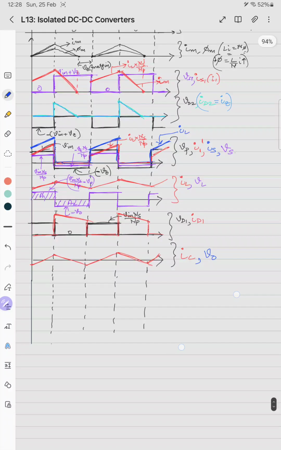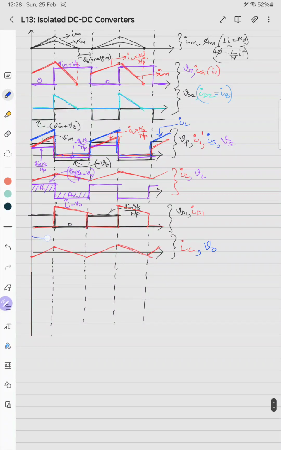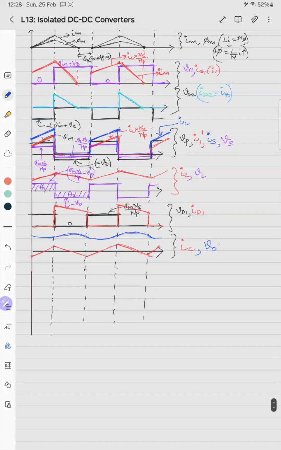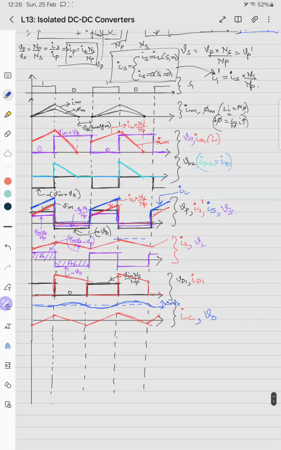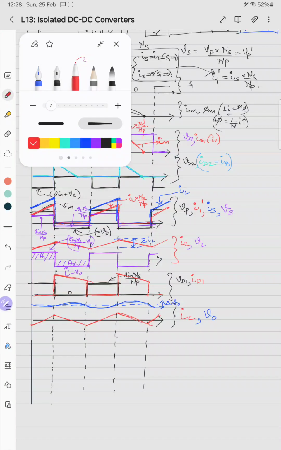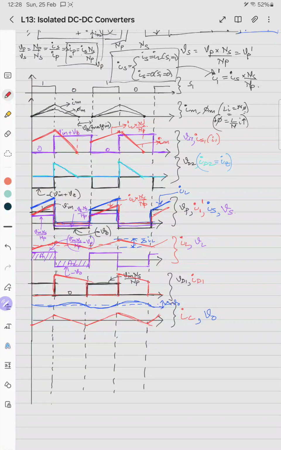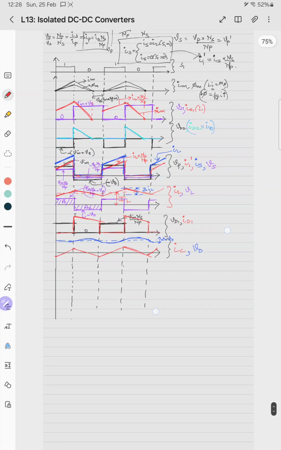So basically V naught will be like this, then like this, then like this, then like this. This is V naught with some average value, and we assume that this is delta V naught. Similarly, we have delta IL here, and this has some average value, which equals capital IL.